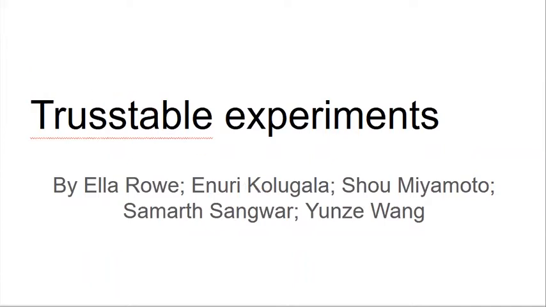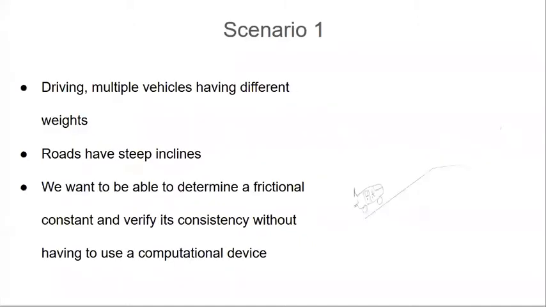So in this project, we've come up with two experiments with two scenarios. Scenario 1, we have the topic of driving. When we consider driving, we got vehicles with different weights, and here it's traveling up a slope. We want to check that the frictional coefficient on inclines is compatible with a variety of weights so that the car only needs to exert a specified force when traveling up a slope.